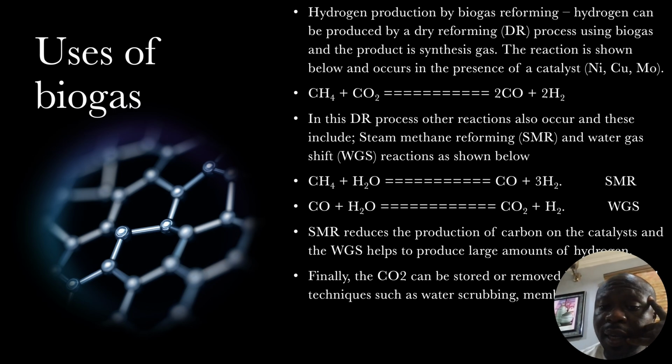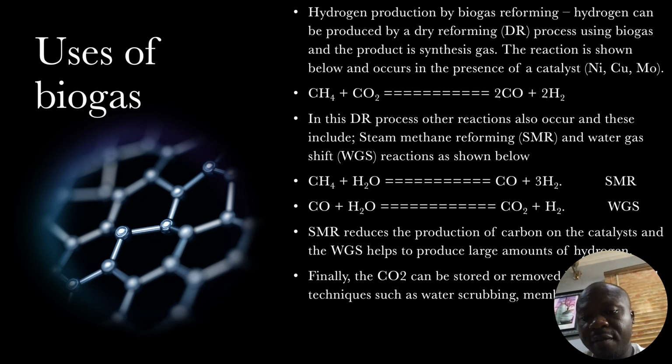Also, it helps in hydrogen production, hydrogen production by biogas reforming. Hydrogen can be produced by a dry reforming process, like I said earlier on. When you combine methane and carbon dioxide, which is our biogas, we produce the syngas. In this dry reforming process, other reactions also occur, and these include steam methane reforming and the water gas shift reaction, as shown below. The methane and water react to produce our syngas, which is this.